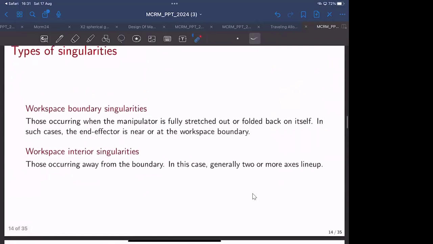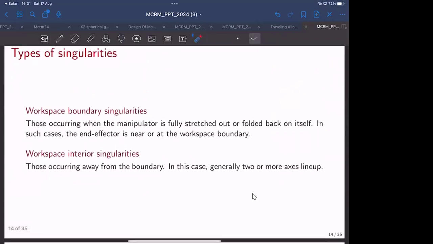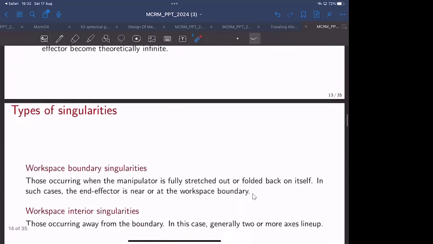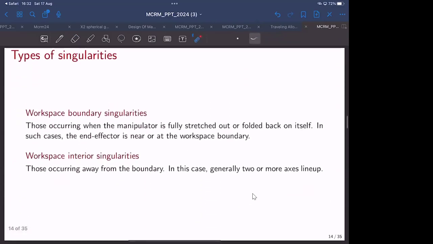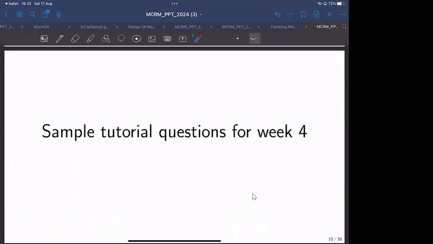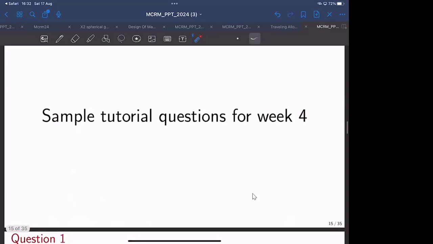And moving on to the types of singularities, there are two types called workspace boundary singularities and workspace interior singularities. Just like what we have said, boundary singularities happen at the end of the workspace, and interior singularities happen when you have these two conditions, right? When two axes of prismatic joints become parallel or two axes of revolute joints become identical. Yeah, so we will give more examples of singularities as we solve some problems. So we'll solve a few sample problems with respect to the topics that we have covered so far.